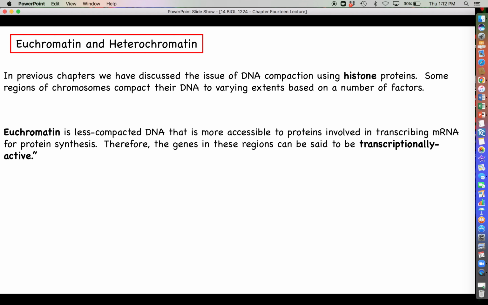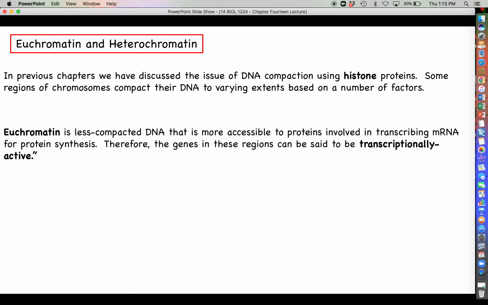So this causes us to really have two different types of chromatin. Euchromatin is a much less compacted DNA that is more open and more accessible to proteins and transcription factors that are involved in making messenger RNA and synthesizing proteins. So therefore, any genes that you find in euchromatic regions can be said to be transcriptionally active.